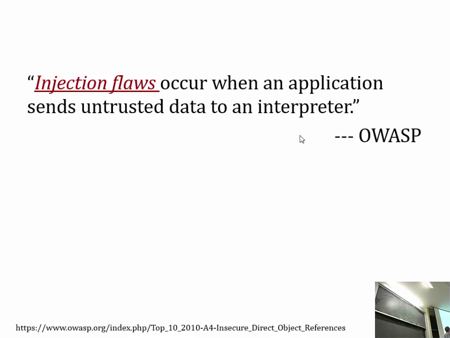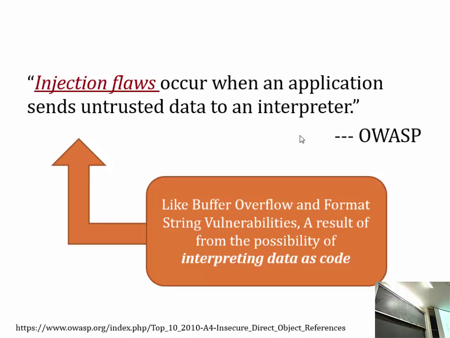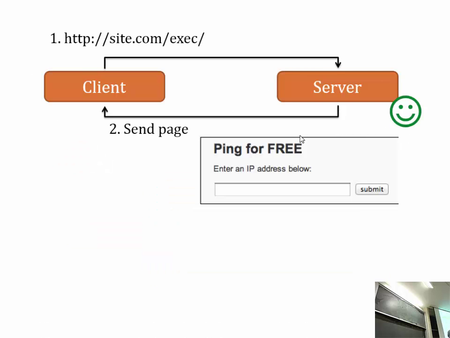So let's take some examples of this. This is defined by this OWASP standard. So it's a result of the possibility of interpreting data as code. Now, let's take examples. So here's a kind of typical scenario. You're on some site, and that site happens to have some functionality. For instance, it could have this beautiful ping for free stuff, right? What does ping for free do? Well, you enter an IP address and it does some stuff, and then it responds to the client with the output of the ping. You guys know what ping does?